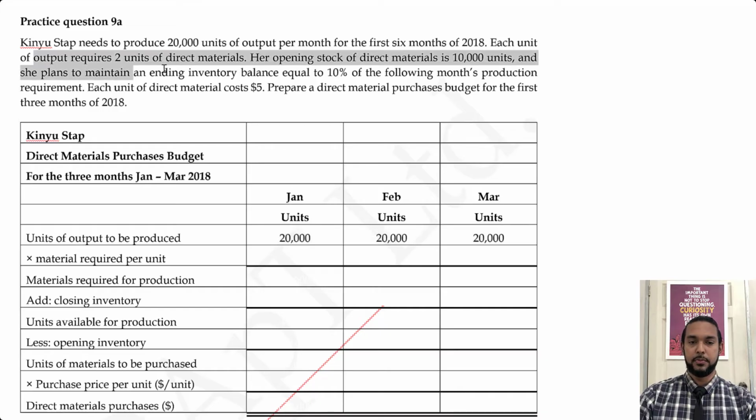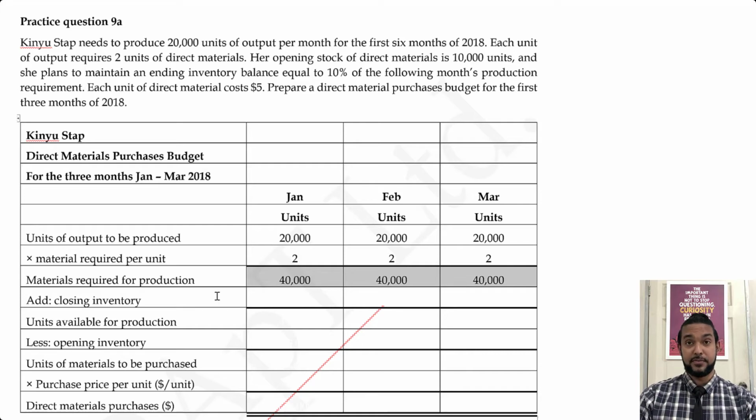Now we also know that each unit of output requires 2 units of direct materials. So if we put that in here, well, it's just 2, right? And we have to multiply going down. And 20,000 by 2 will give us 40,000.